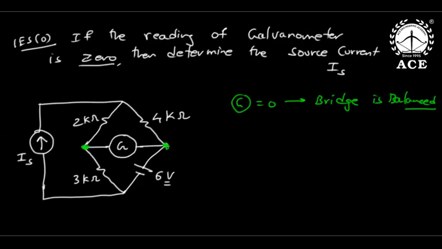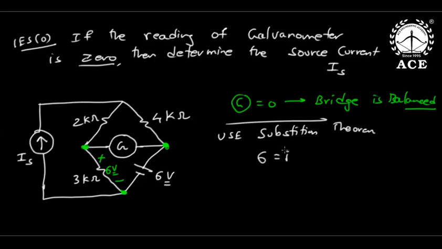Suppose with respect to this bottom node, if this is 6, this also should be 6. Then only the bridge is balanced and current will not flow here. But directly, the balanced bridge product of opposite arms is not coming. So let us use substitution theorem, where I will substitute this 6 volts as I into R. Now, sir, what happens?